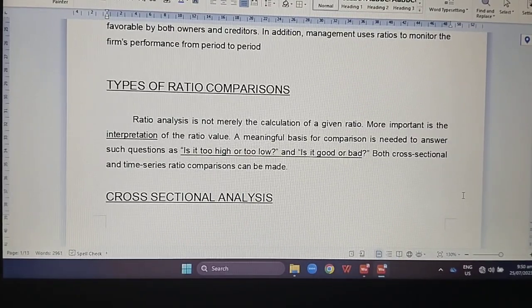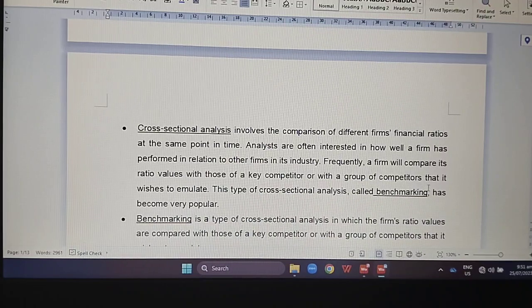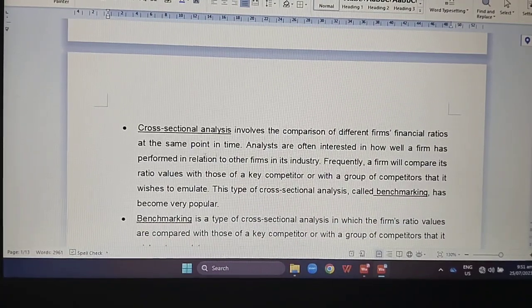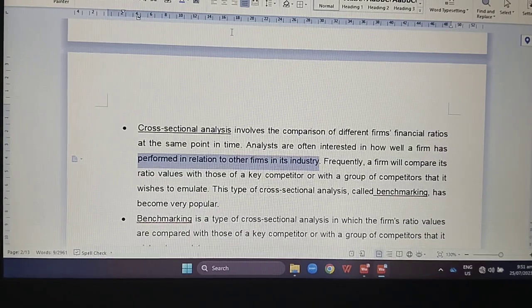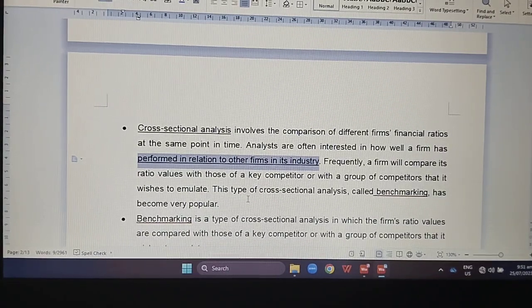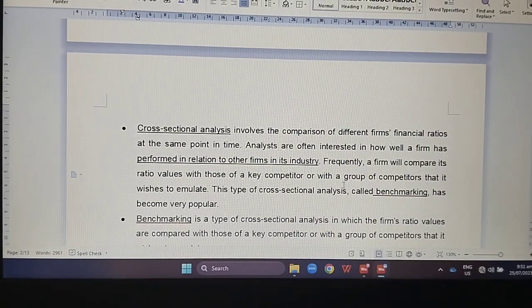Okay, so cross-sectional analysis. Cross-sectional analysis involves the comparison of different firms' financial ratios at the same point in time. Okay? Analysts are often interested in how well a firm has performed in relation to other firms in the industry. Take note of the term, how they perform in relation to other firms in the industry. Ibig sabihin, ang tinitingnan natin, hindi lang yun sa atin, kundi kinukumpara din natin to doon sa iba.